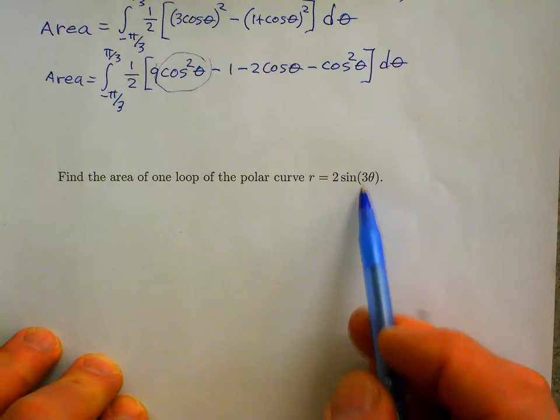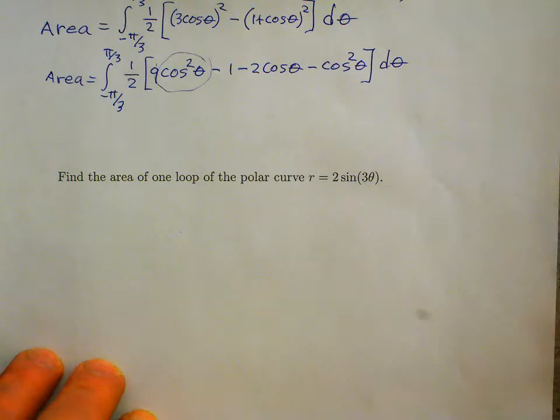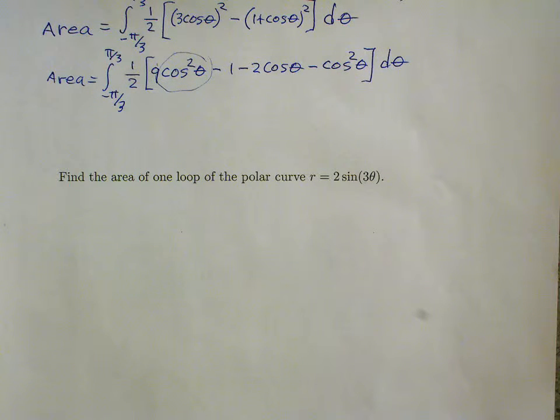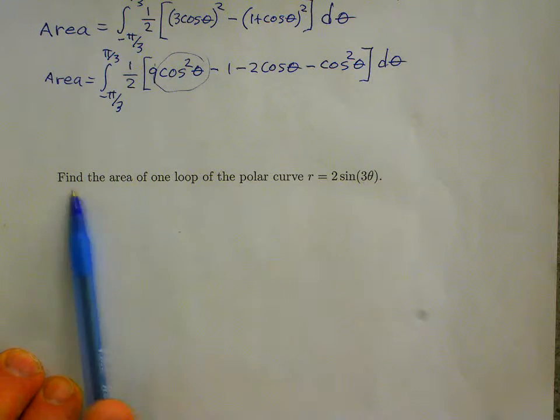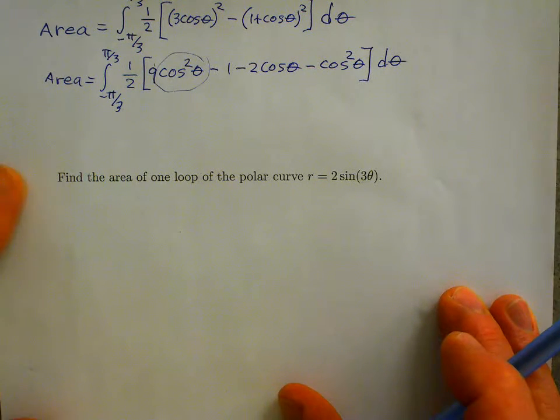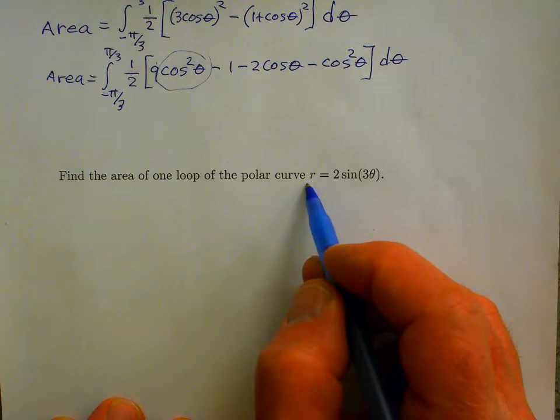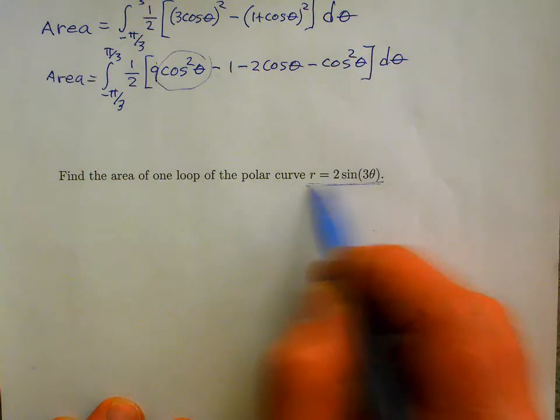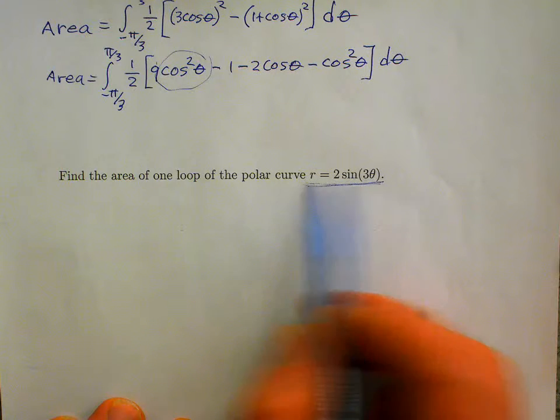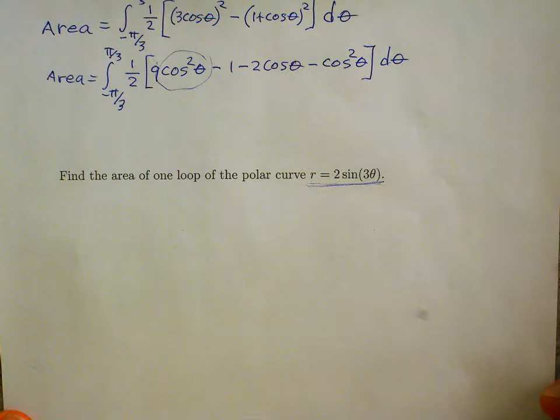On the other hand, if the integer is even, like yesterday we did something involving sine of 4 theta, that had 8 loops. So when the integer is even, you have twice as many loops as that integer. So this one will have 3. We just want to find the area of one loop. So I'll go ahead and sketch the graph of the Cartesian graph for r equals 2 times sine of 3 theta.